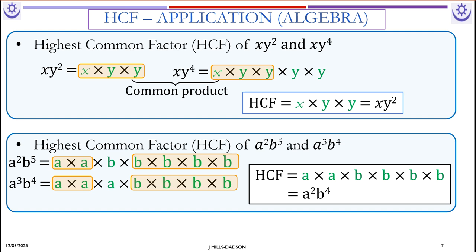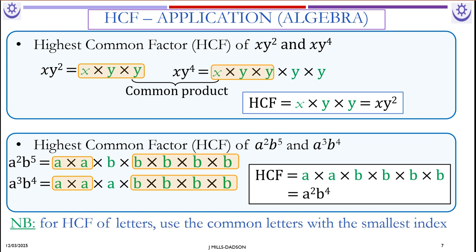Now with these two examples, we can deduce a rule of thumb here. In terms of indices or letters, the common letters with the smallest index are what you pick as your highest common factor. The smallest term, the letters with the smallest index.